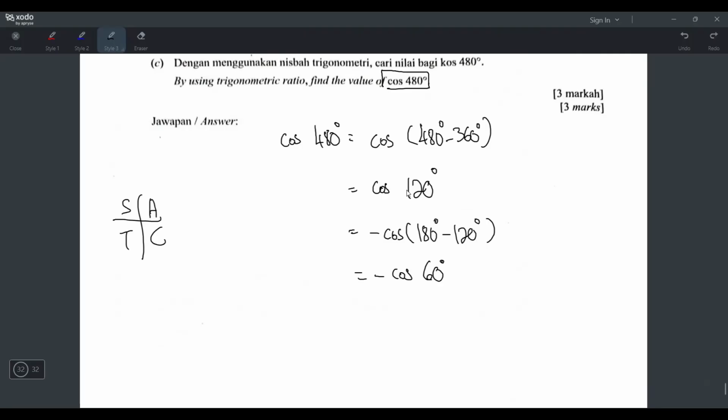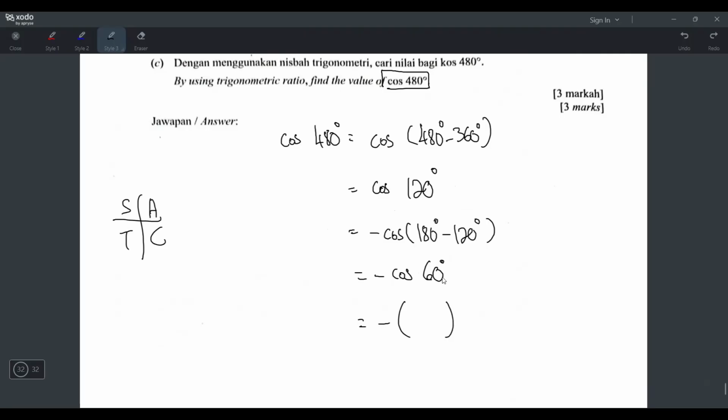In other words, cos 120 and cos 60 will give you the same answer but different sign. Cos 60 and cos 120 have the same answer but not the same sign. Because cos 60 is first quadrant, it's positive, but cos 120 is second quadrant, and cos in the second quadrant is negative. That's why you have to put negative here, right? Okay, now we already get the first quadrant angle.